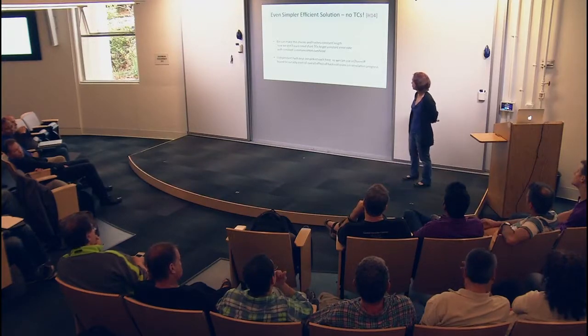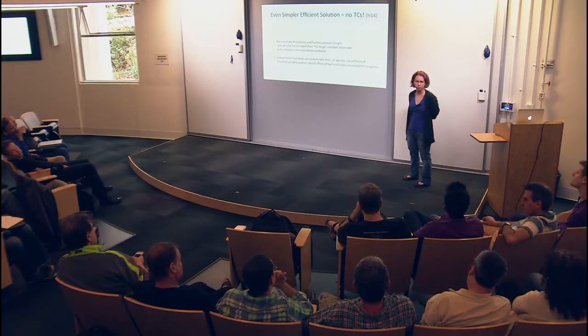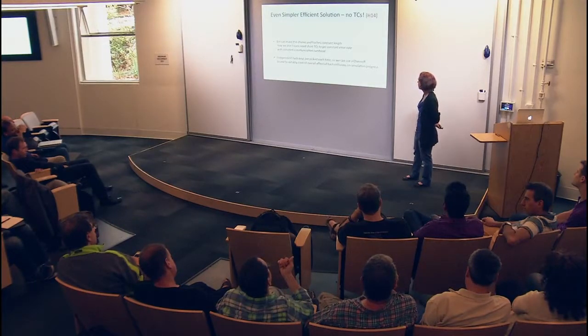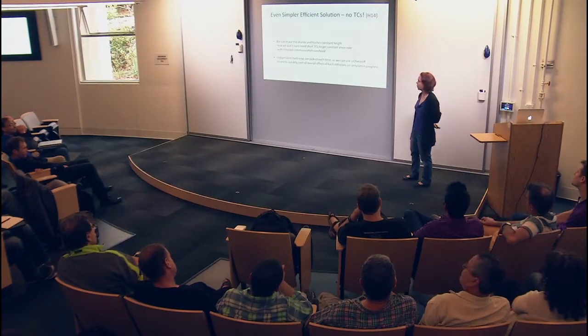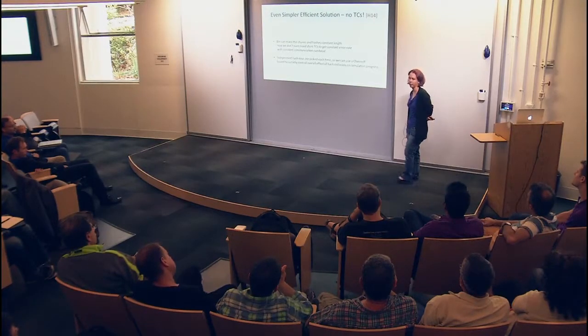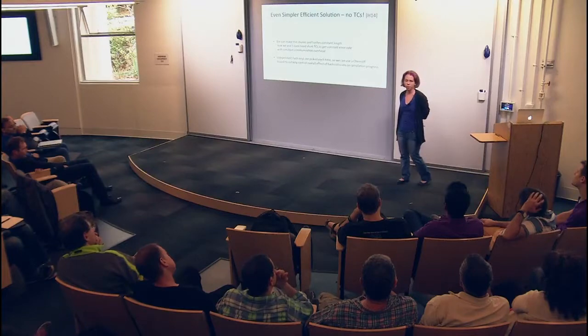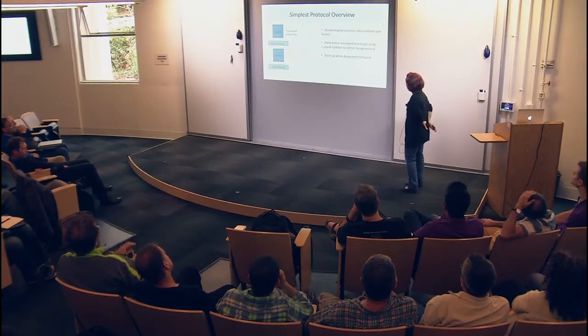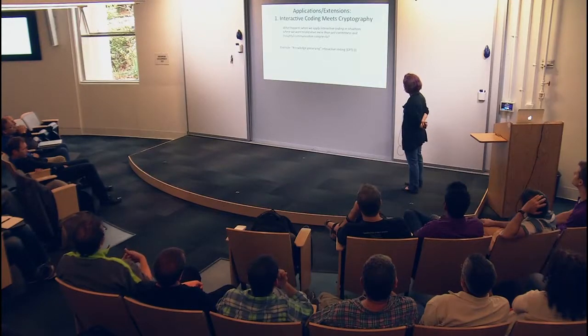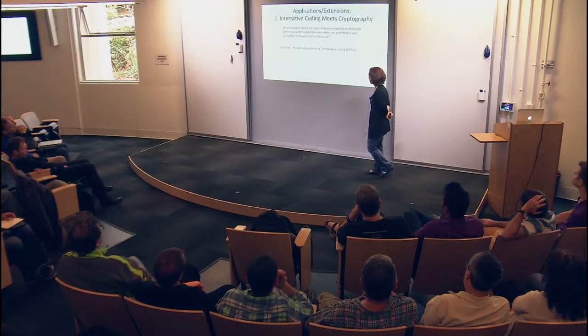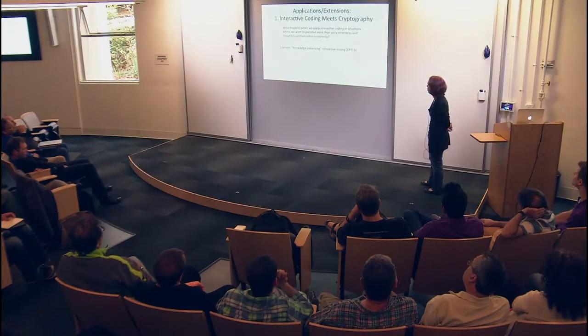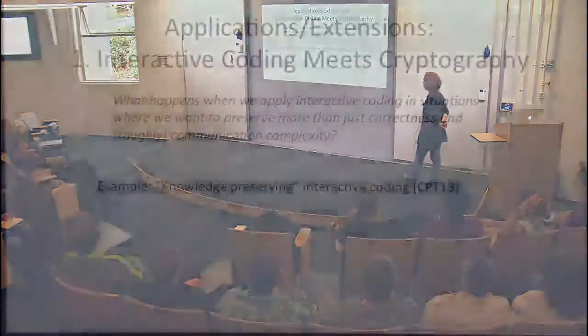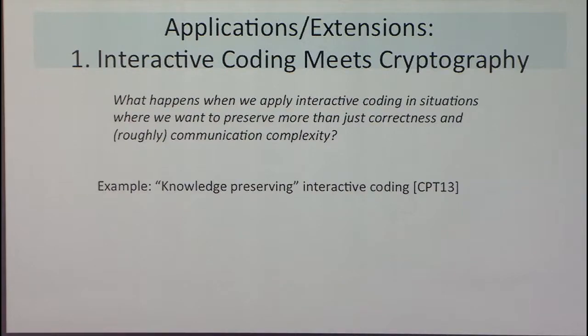Okay, so now that we have these really great, efficient, rather simple kinds of protocols, I want to end by talking about what kind of applications we might use this for, and how this topic of interactive coding intersects with crypto and other things. Okay, so this is the simulated protocol. Let me tell you a little bit about interactive coding meets cryptography. We can ask the question: what happens if we want to apply this in interactive protocols where we want to preserve more than just correctness and roughly communication complexity? The setting we've been talking about so far is that we want the parties to get the right answer and we don't want them to have to communicate for too long.